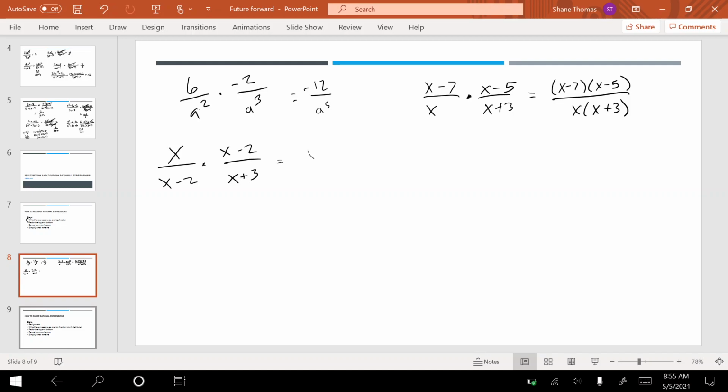So, write as one big fraction. x minus 2 over x minus 2, x plus 3. Is there anything I can cancel here? Yeah. x minus 2. Gone. x over x plus 3.